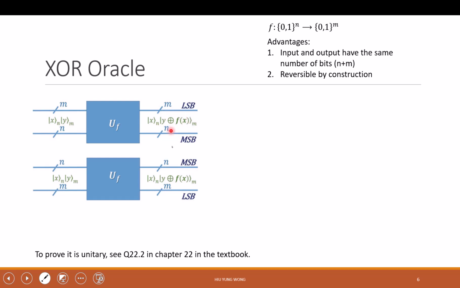Then you can imagine, if my f of x output is like the balanced and constant case, I only need one qubit, 0 or 1, to indicate whether it's balanced or constant. I just need to make m equal to 1 so that I can do this exclusive OR. I don't know if you follow me, but the main point is here first.